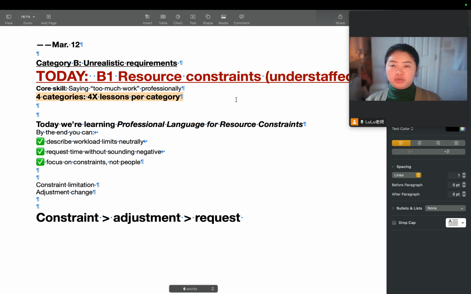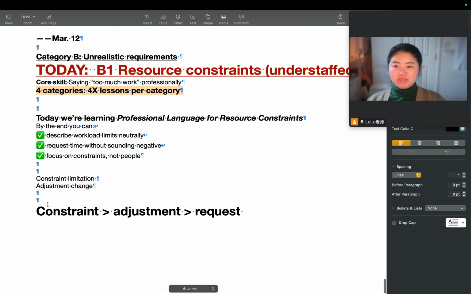business English unit. So today we're learning professional language for resource constraints. By the end, you can describe workload limits neutrally, request time without sounding negative, and focus on constraints and not people. Okay, so let's begin.